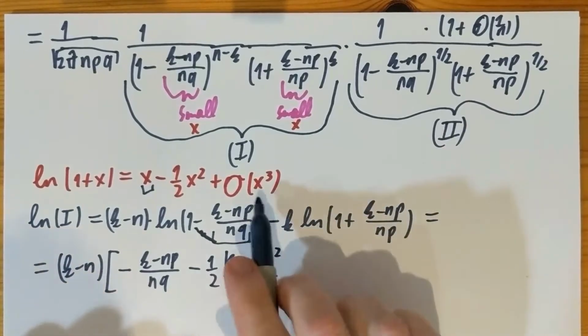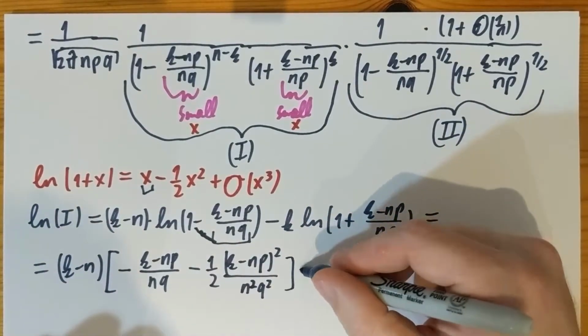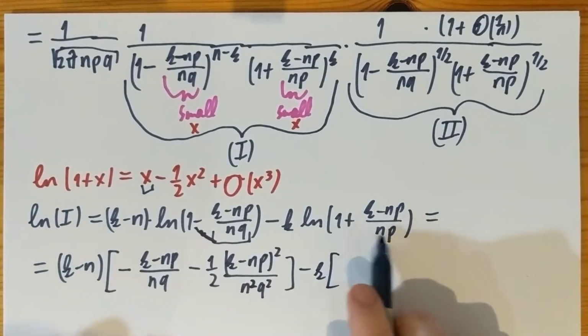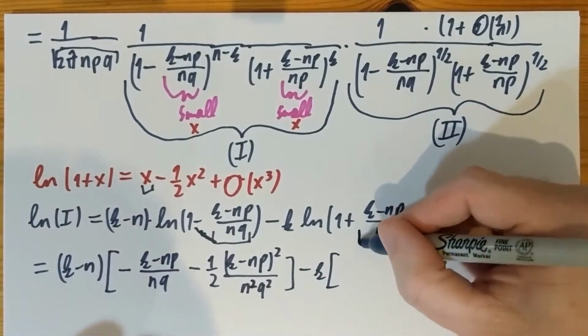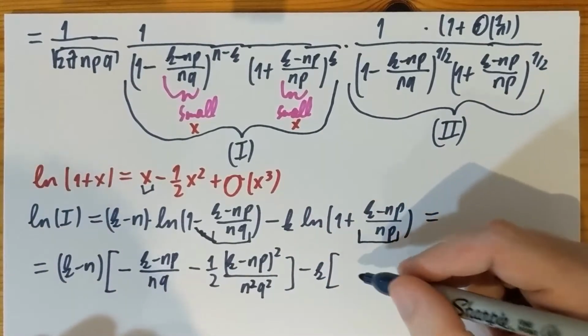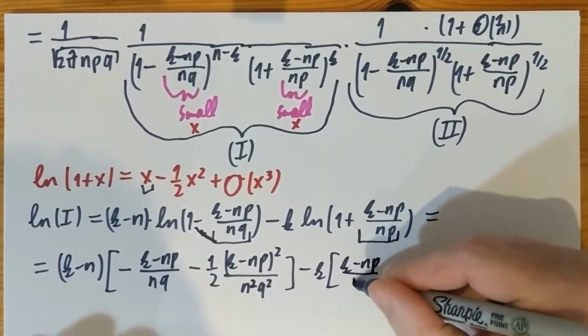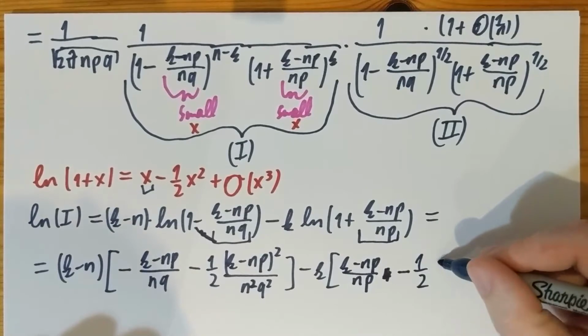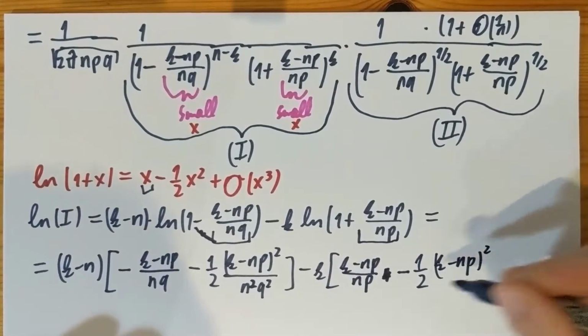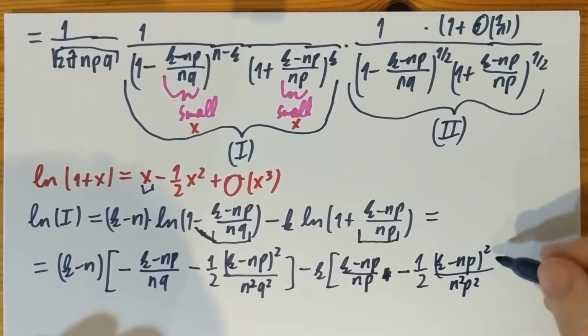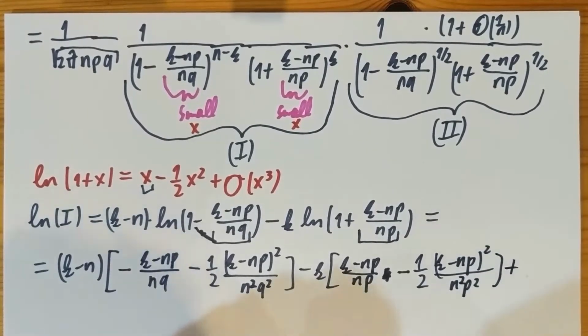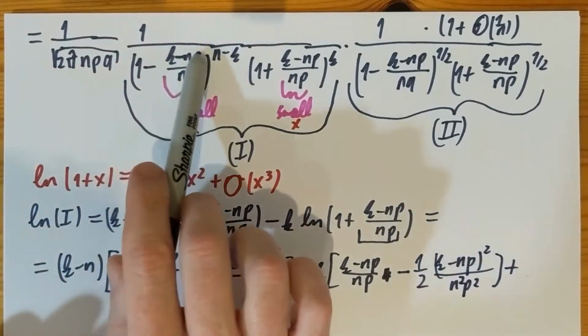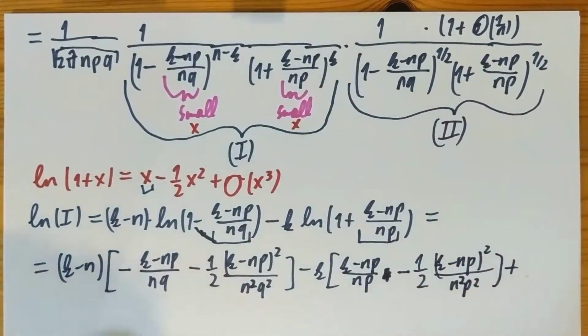And I have an error term which I'm going to put at the end, but let me then proceed to the other one. This is 1 plus x, so this is going to be my x in the other expansion, so that's k minus np over np, and then minus 1/2 of k minus np square over the square of np. And then I have an error term. So what is the error term? The error term is in the order of x cubed. What is x cubed? So x cubed is k minus np over nq, or k minus np over np cubed.